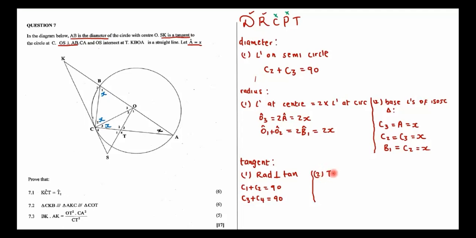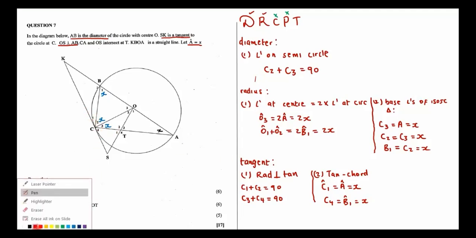Okay, so another one that we basically see there is our tan chord. So the second part is the tan chord theorem. What do we see on the tan chord theorem? We see that C1 is equal to A. So I'll say C1 is A, which means it is X, and then C4 is B1, which is also X. Now I'll only put in X's because I feel like they might be very helpful for me, and also they can fit into the diagram like that.